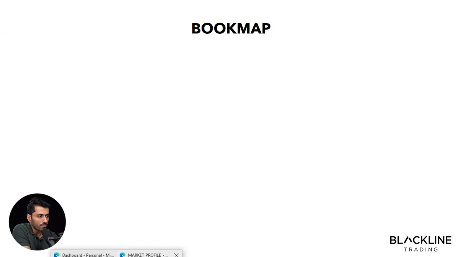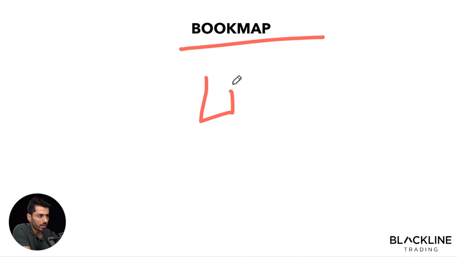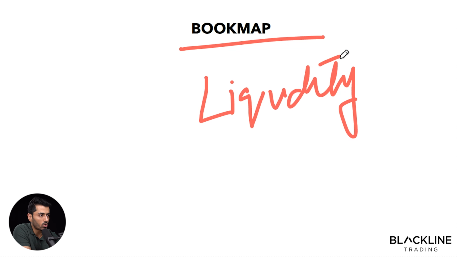So to sum up, Bookmap is the second big tool that I use for liquidity, right? For liquidity tracking, for what's happening in the market, and so on and so forth.